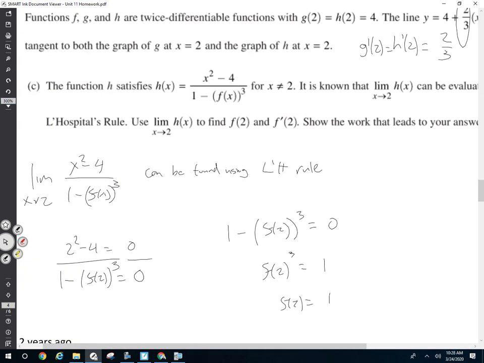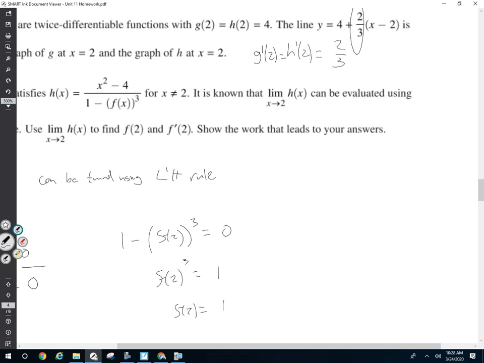So I don't know what the limit is. I know I can evaluate it, but I know the derivative. Here is a nice little thing here where I know h prime of 2 equals 2/3. And I know what h prime of x is because I can take the derivative of h. You have to use the quotient rule, though.